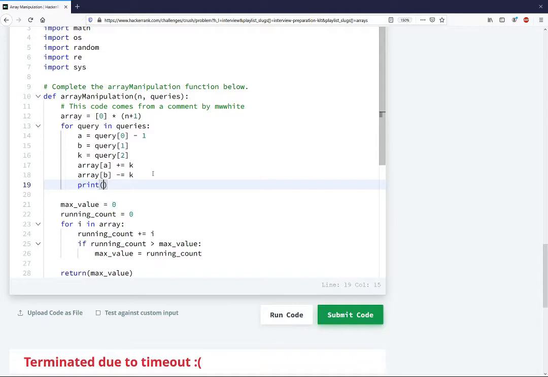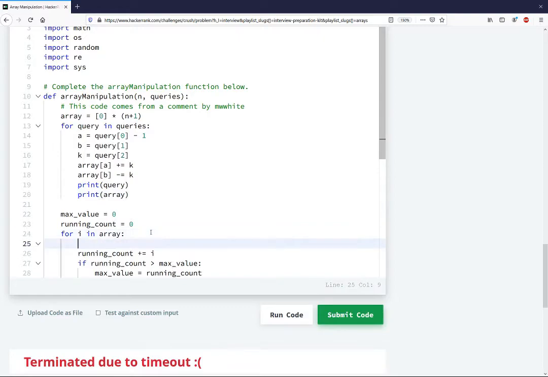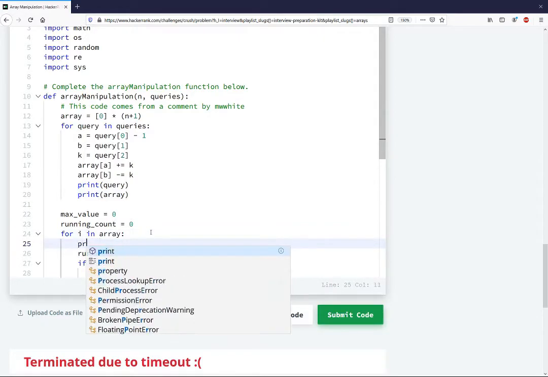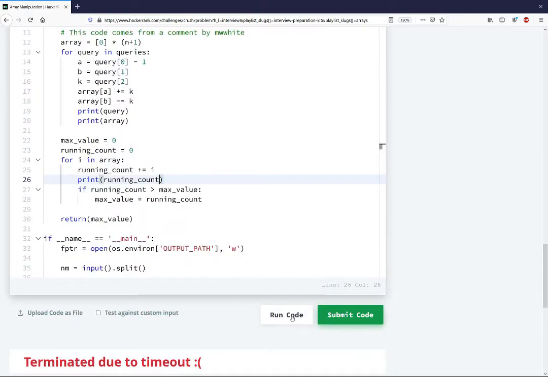All right, so let's just run this to see how it works. What I'm going to do is print each query, and then I'm going to print array here. So this is going to keep track of what array is doing. And then let's go ahead and print running count so we can see how we go from array to the final values.